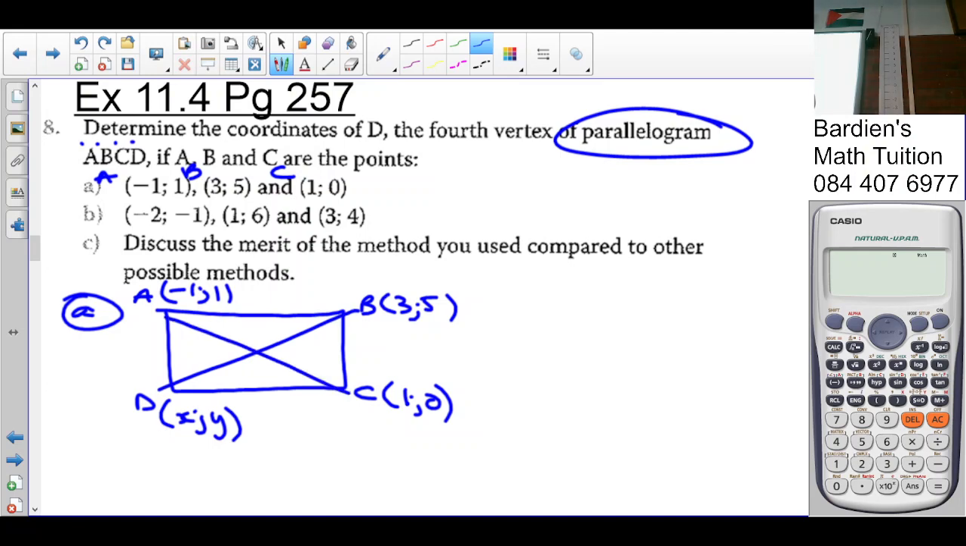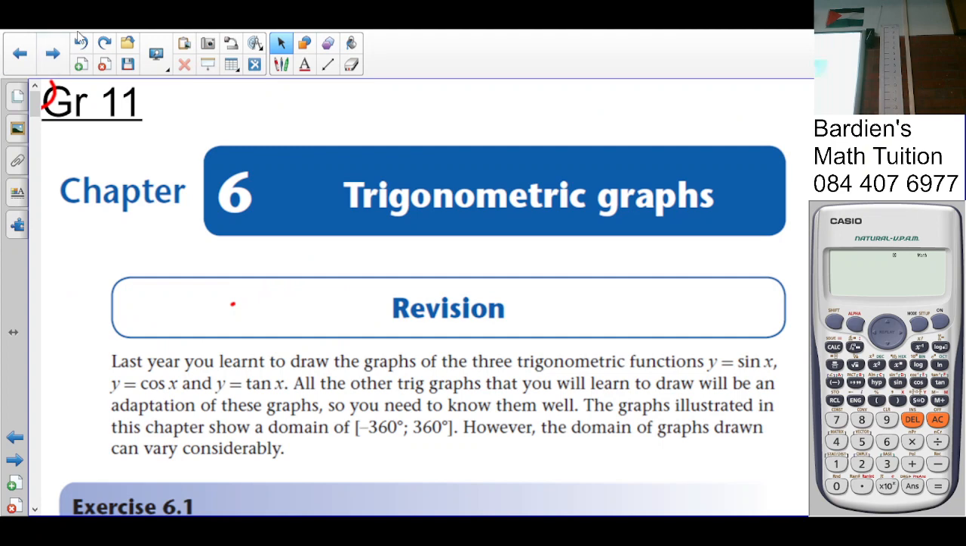Then we must work out that center point, and then we work in reverse and we get the D point. That's the one method, but sorry, I'm going to go to the next page.